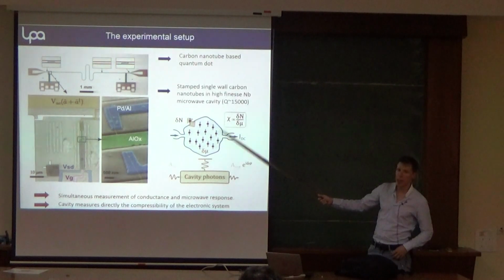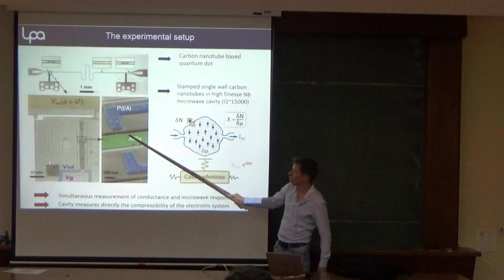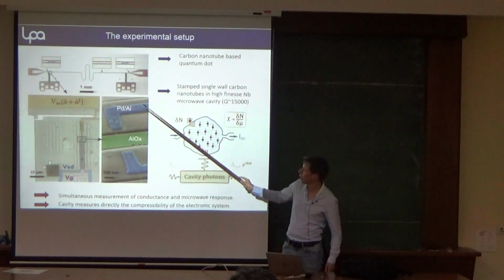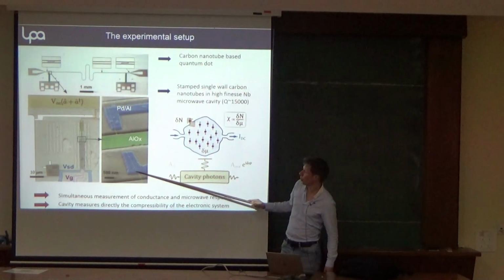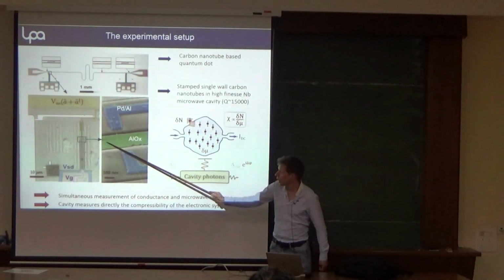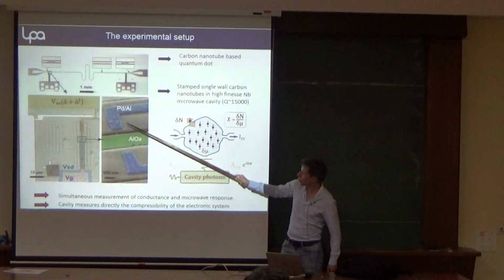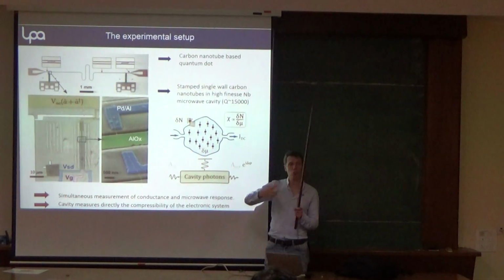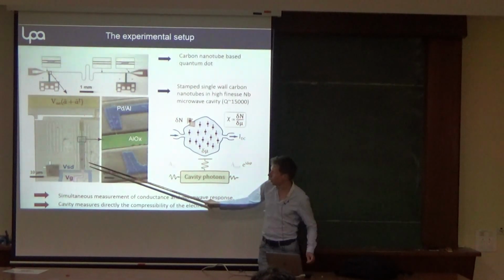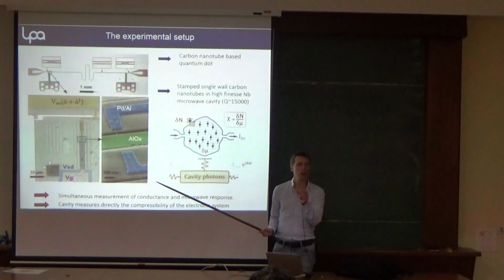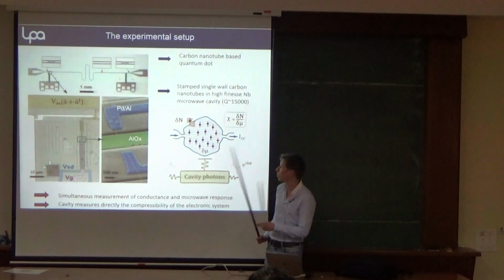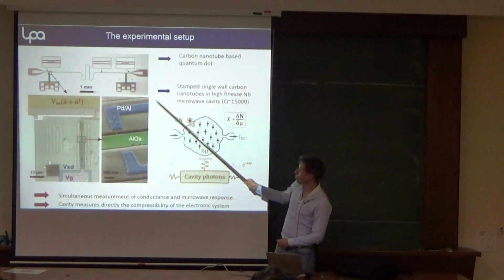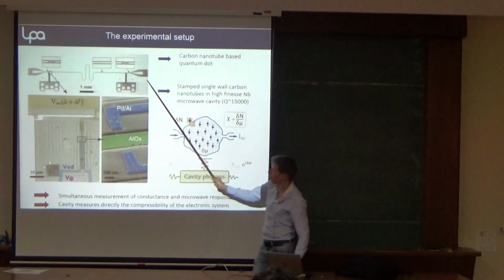So here is again now the system. Now we have a nanotube which we embed in the microwave cavity. So we have two normal contacts. We have a bottom gate where one side goes to the central conductor of the cavity. This allows us to have a large coupling. And the other side is to control the DC part of the gate. And essentially we measure the transmission through this cavity.